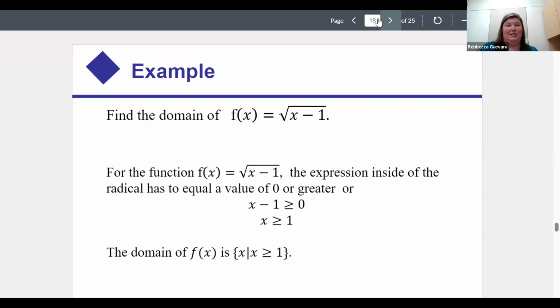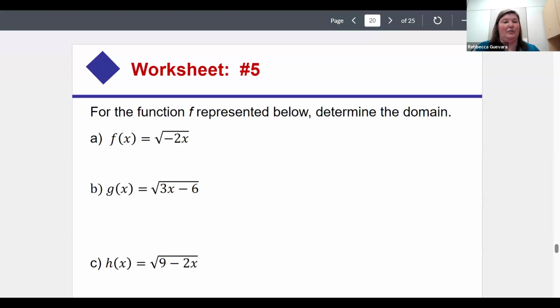It's your solution page. So at this point, take a little break and work on your number 5. So A, B, and C. I think it was just A, B, and C. Let me check quick. Yes, just A, B, and C.